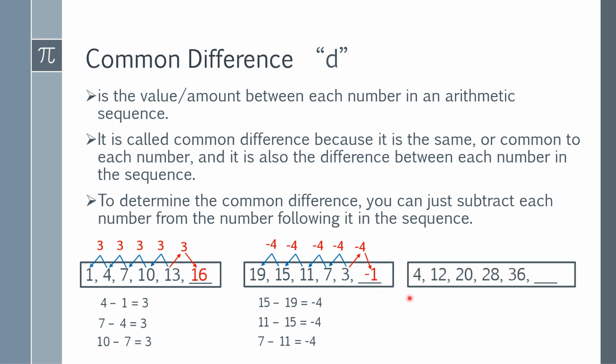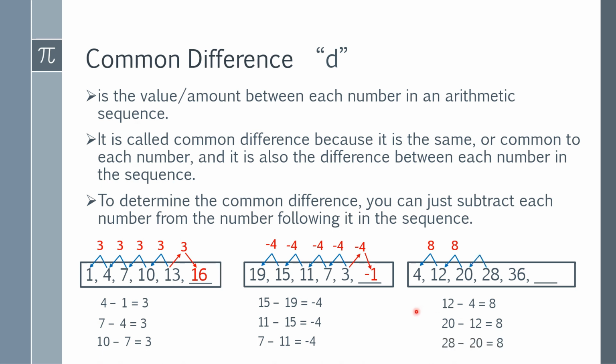Next, we have this example. 4, 12, 20, 28, 36. Let us find the common difference. Let's start with 12 minus 4, and the answer is 8. Next, 20 minus 12. The answer is also 8.